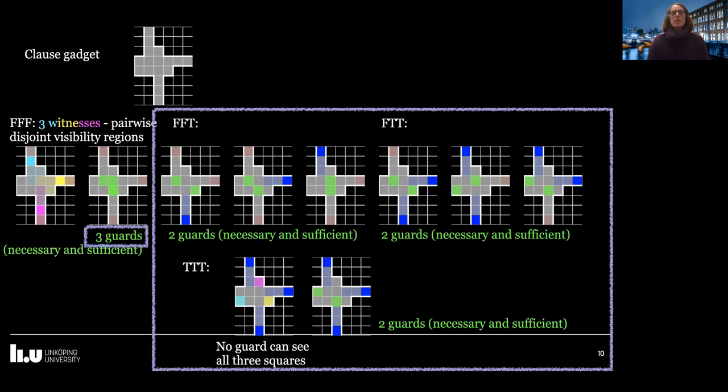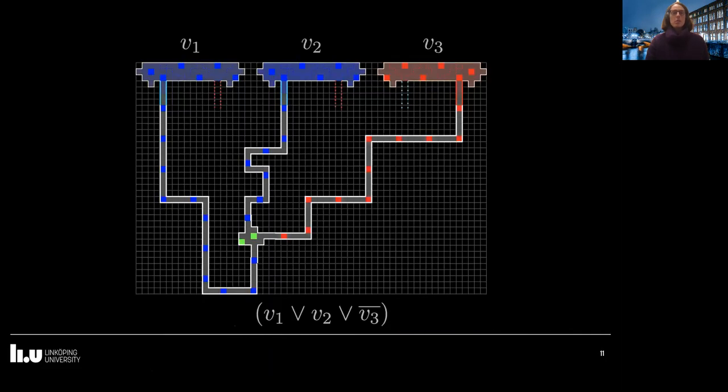And what we have with that is that in all the cases where we have at least 1 variable having a truth assignment fulfilling the clause, we need 2 guards. And if we have none that fulfills this, we need 3 guards. And with that, our reduction is complete. And just to give you an idea how that would look, here we have an example of 3 variables and the clause V1 or V2 or not V3. And in green, we have the 2 guards in the clause.